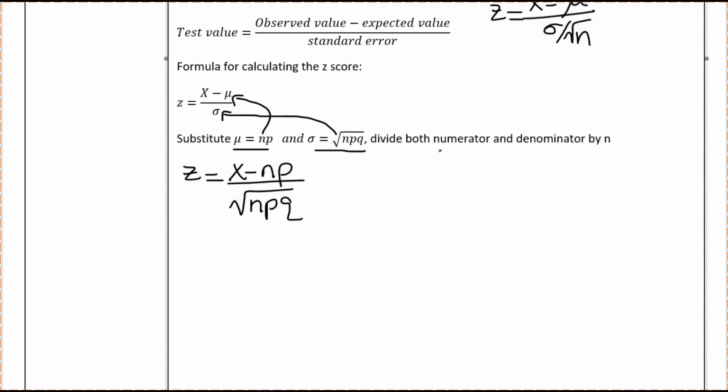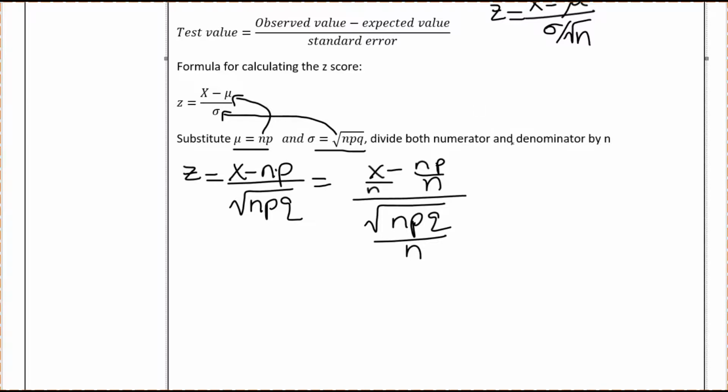We're going to divide the numerator and denominator by n. I'm going to do that in this step. I'm going to divide the numerator, each of the terms individually, by n. And then the denominator by n. Now recall that this n is outside of the radical. If I bring this n inside the radical, it becomes n squared.